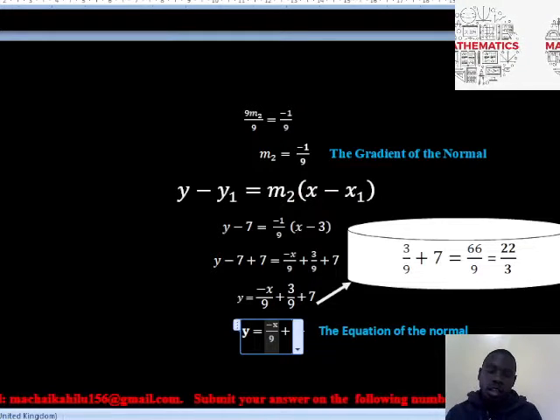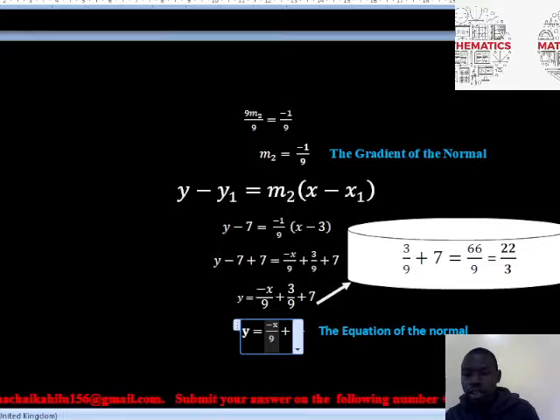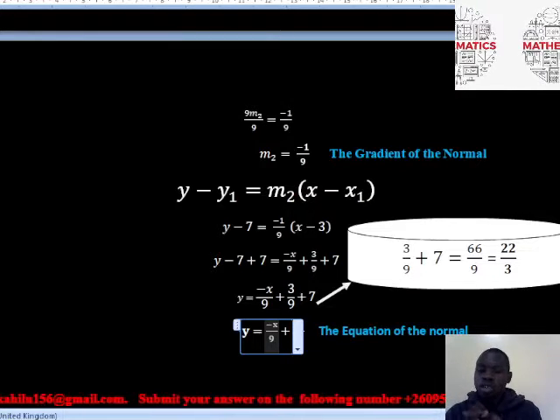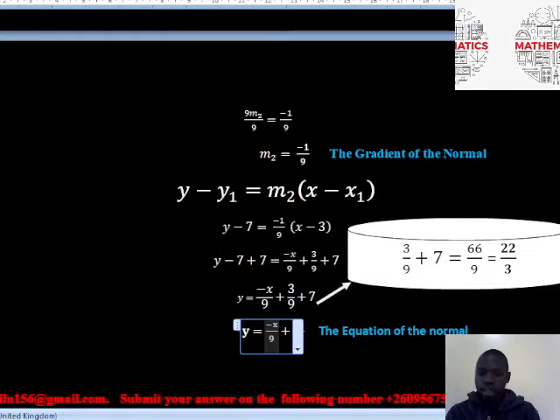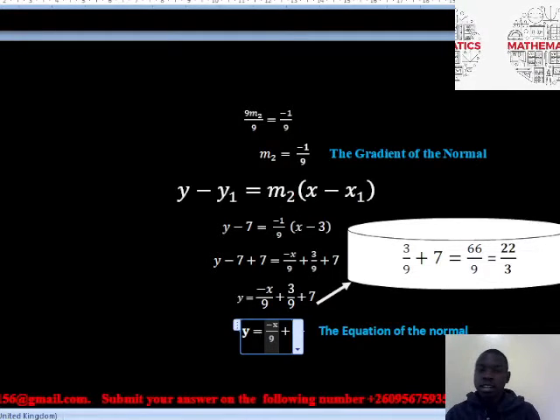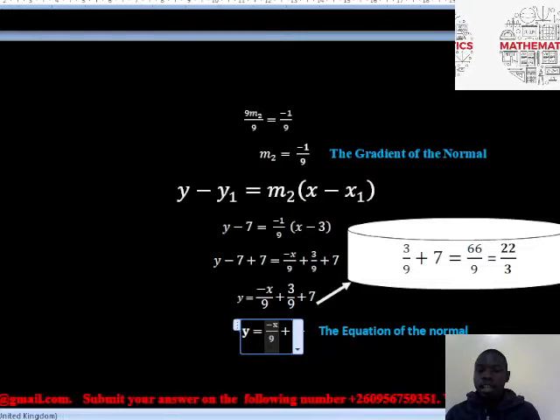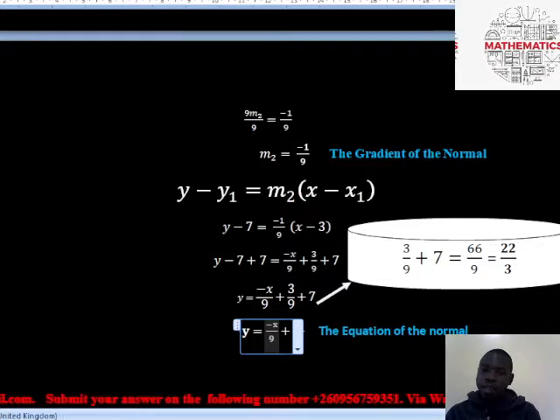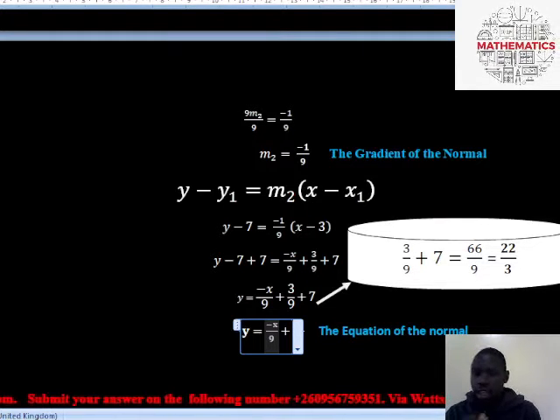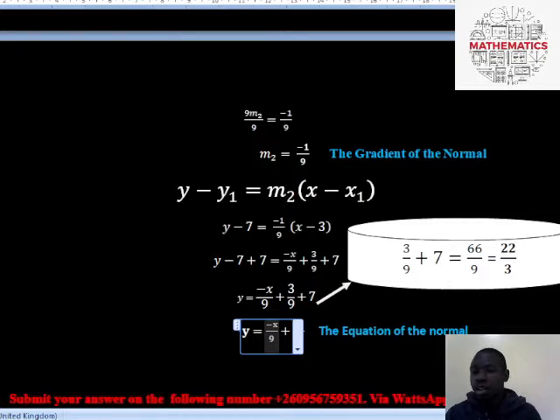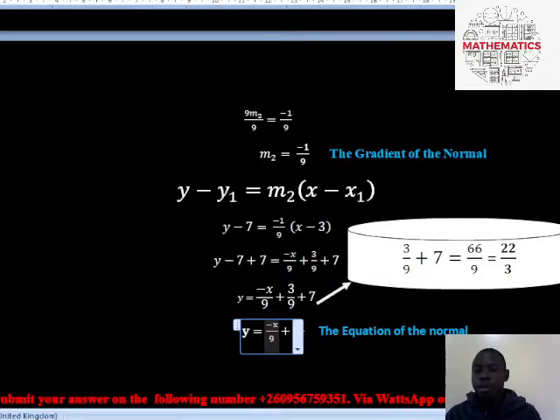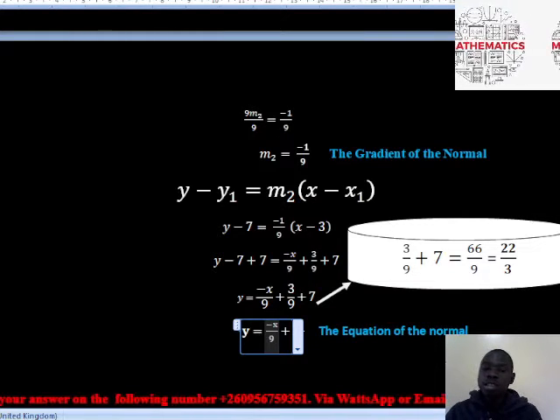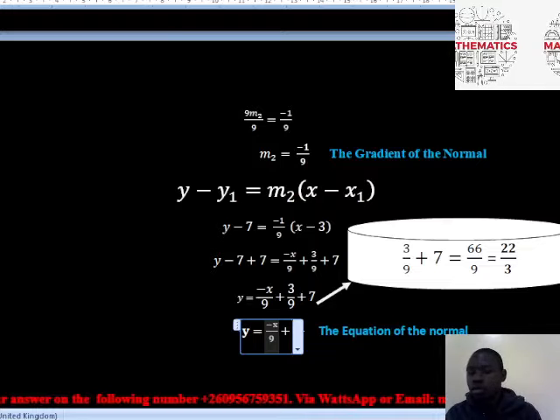In summary, for you to be able to find the equation of the normal, first of all, you need to differentiate your function, or the given function. After differentiating it, you need to find the gradient of the tangent. After finding the gradient of the tangent, in a case whereby you are not given the value of y, maybe they'll just specify where x is equal to such number, meaning it's your duty to find the value of y.